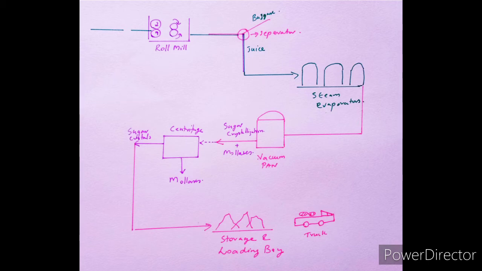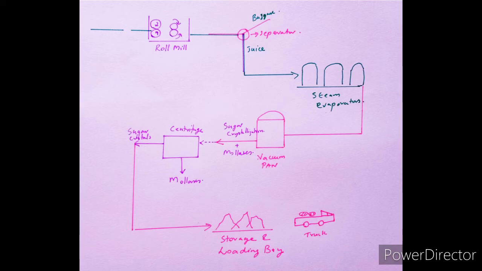The juice is then allowed to boil by sending it across the steam evaporator marked in green color, where it is heated with steam, or heat exchangers are connected with the steam evaporators. The sugarcane juice will boil and we will get a thick syrup that emerges out from the steam evaporators. Okay, and after that comes the important portion.